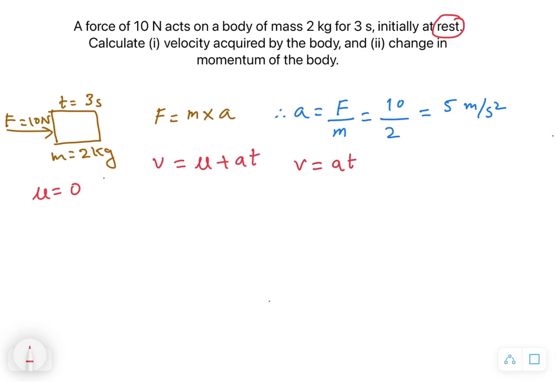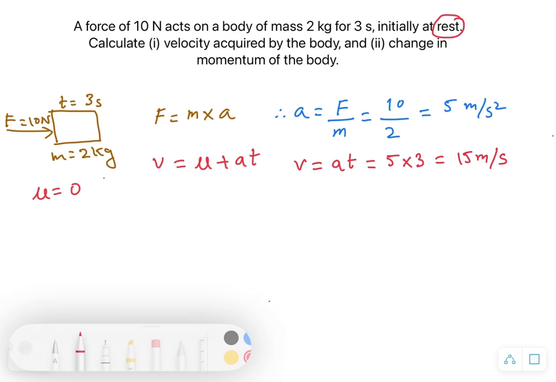Now, let us substitute the values. Acceleration is 5 meters per second square and time is 3 seconds. So velocity will be 15 meters per second. So this is our first answer. Velocity is equal to 15 meters per second.